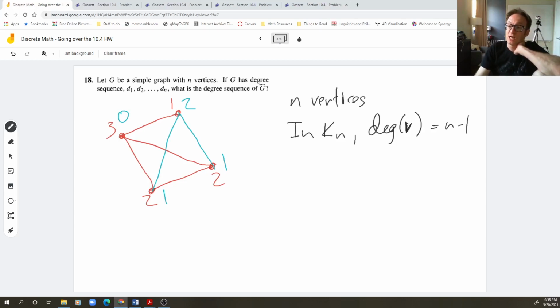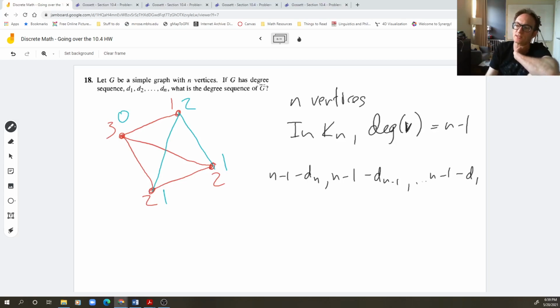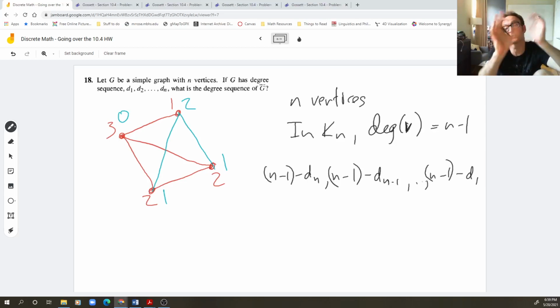The degree sequence of G complement is going to be, of course, everything reverses: n-1 minus d sub n, n-1 minus d sub n-1, all the way out to n-1 minus d sub 1. In other words, it's going to be the same sequence in reverse, but with every degree being the difference from n-1. Okay, that was a terrible explanation.